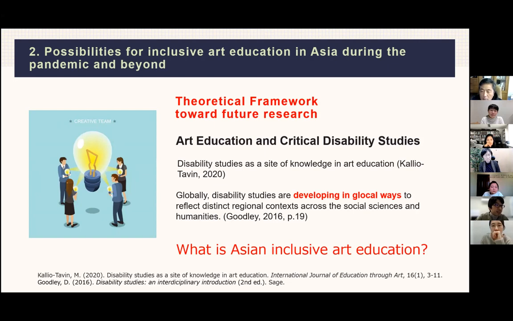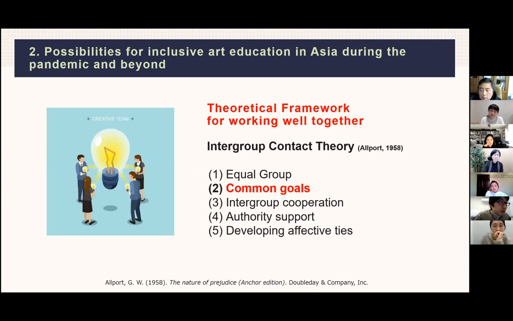What then is ASEAN inclusive art education? Let's create it together. I introduce intergroup contact theory. According to Allport's report, for collaboration, we need these 5 elements: equal group, common goals, intergroup cooperation, authority support, and developing affective ties. I think it is especially important to have a common goal.